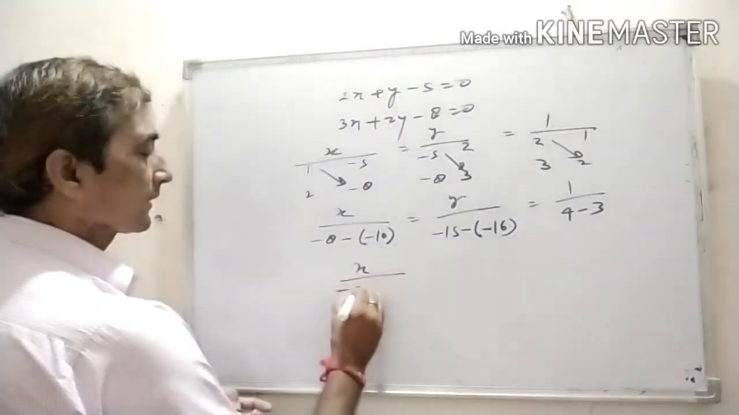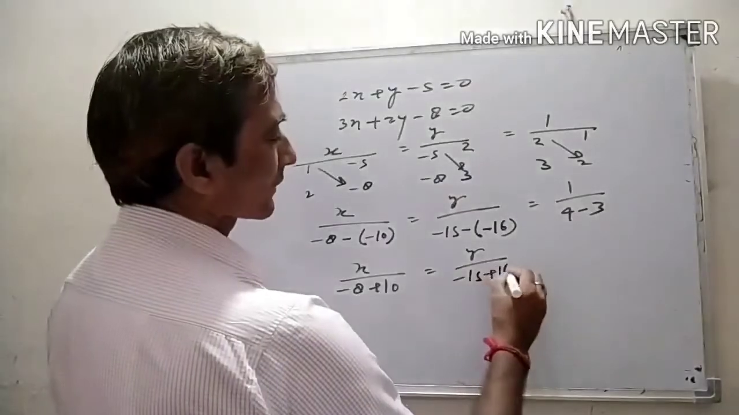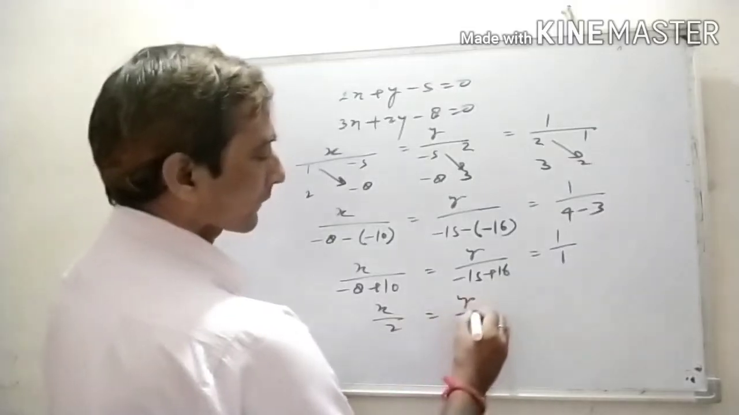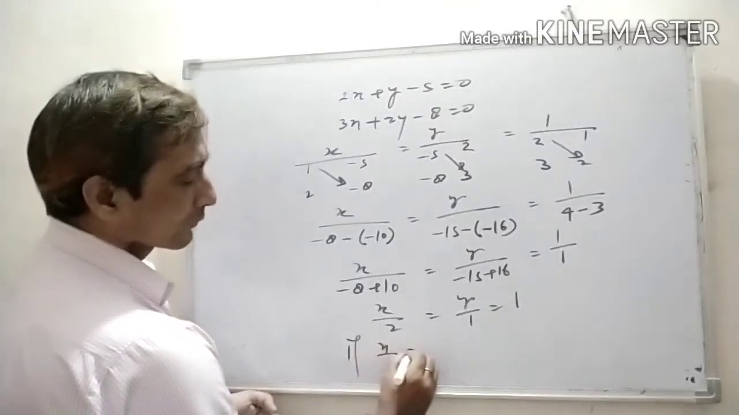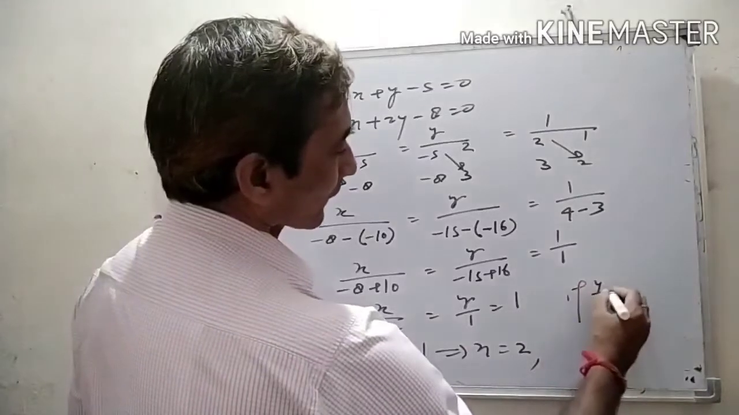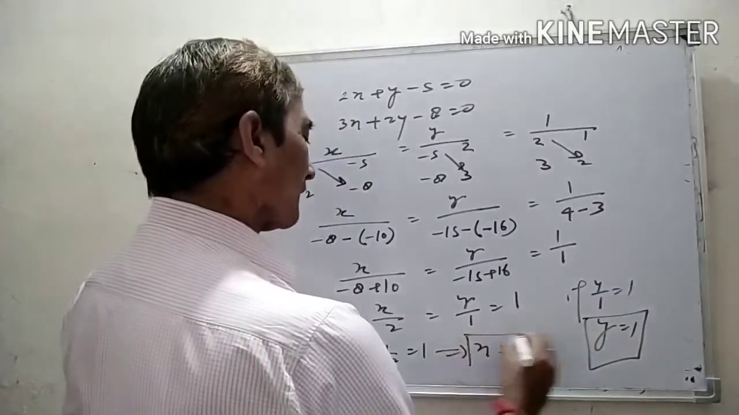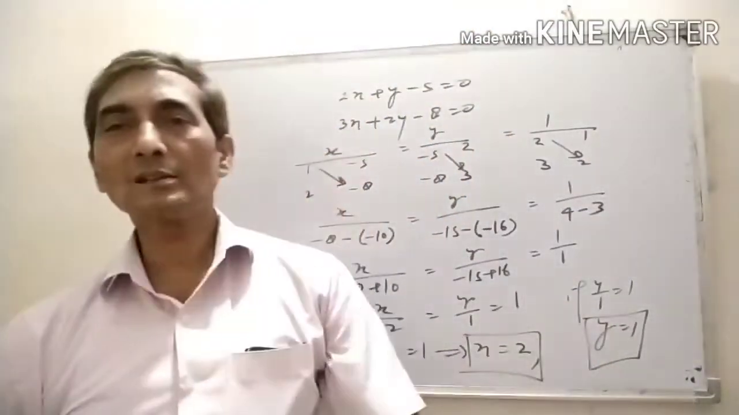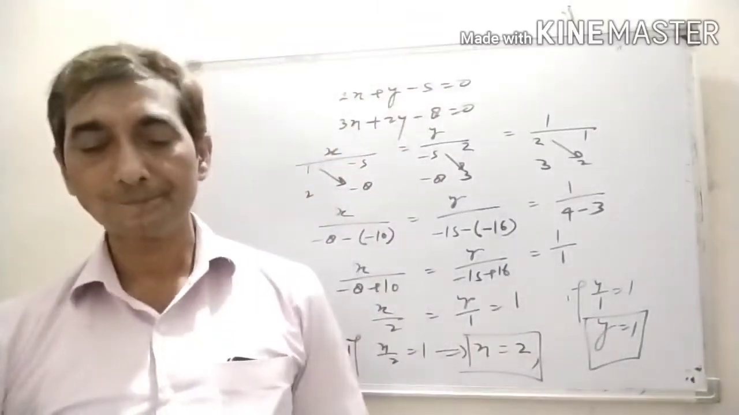Now calculate it. x upon minus 8 plus 10, y upon minus 15 plus 16, and 1 upon 1. Now x by 2 equal to y upon 1 equal to 1. If x by 2 equal to 1, then x is equal to 2. If y upon 1 is equal to 1, then y is equal to 1. So your solution set is x equal to 2 and y equal to 1. This is the total concept of cross multiplication to solve the linear equation of two variables.